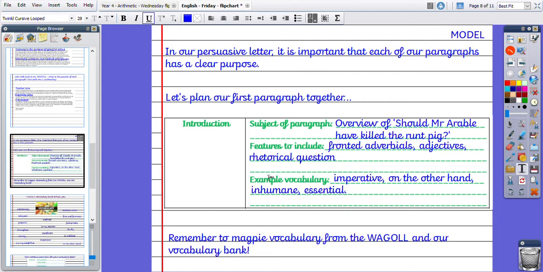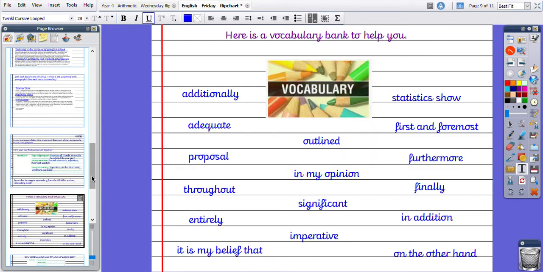Now I've thought about my Year 4 features that I want to include and my features of persuasive writing. So I know I want to use fronted adverbials, some adjectives and definitely a rhetorical question. Okay. Then I've gone back to my vocabulary that I magpied yesterday from the waggle, and I want to borrow the words imperative, on the other hand, inhumane and essential. So I have formed a skeleton plan of what that paragraph is going to be about. Okay, and remember to magpie vocabulary from the Waggle and our vocab bank, which I've left here for you if you want it.